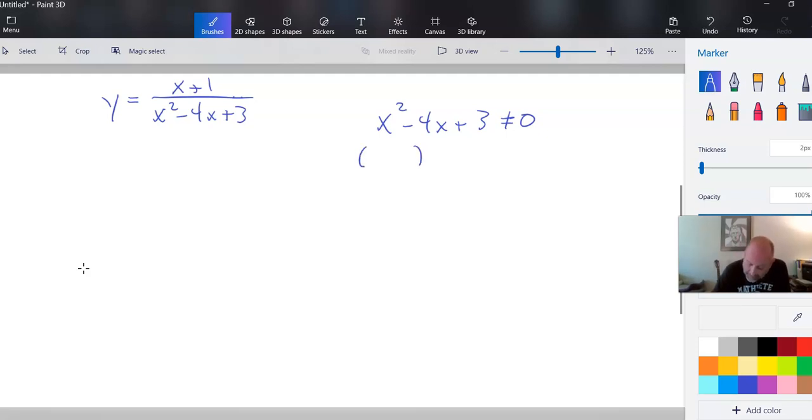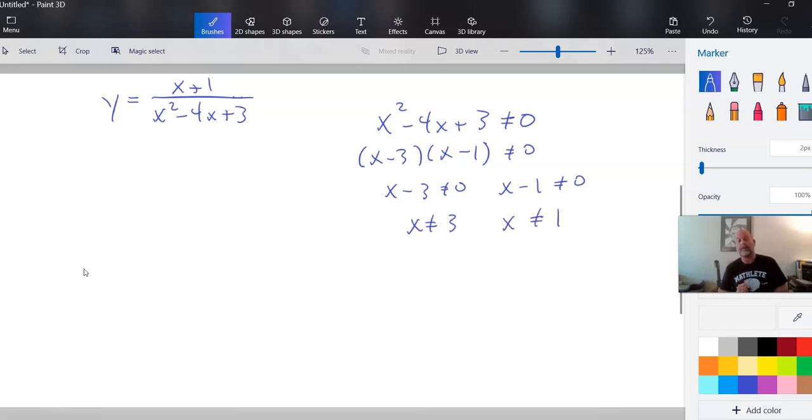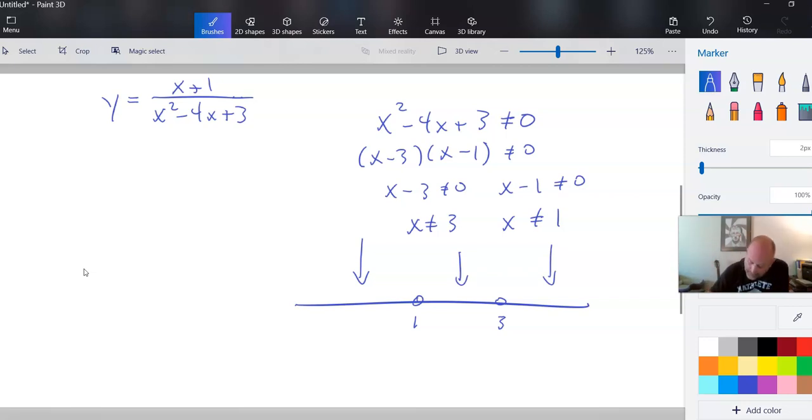Let's see, that factors as x minus 3, x minus 1. And so x cannot equal 3 and x cannot equal 1. So I have those two gaps. So if we look at a number line again, I have holes at 1 and at 3. And we can see there's 3 intervals. I have this guy, and this guy. So I'm going to have 3 pieces to describe this time.